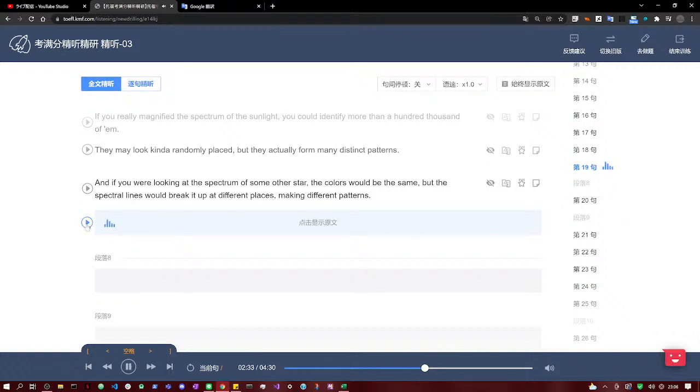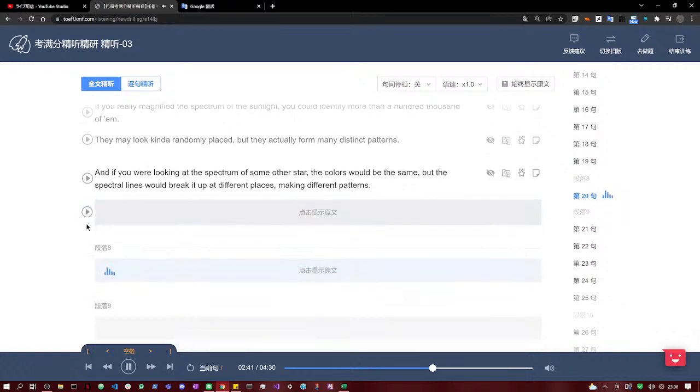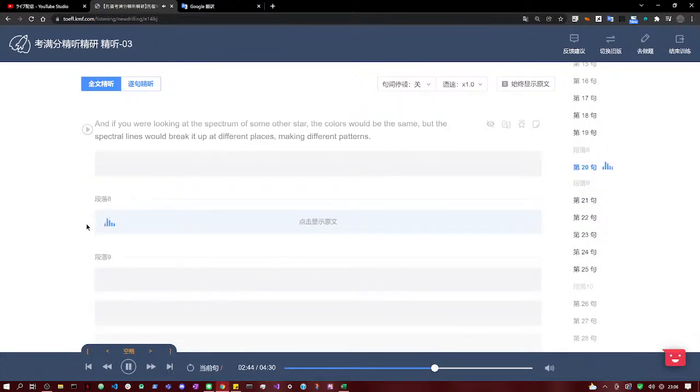Each pattern stands for a distinct chemical element, and so different sets or patterns of spectral lines mean that the star has a different chemical composition. So, how do we know which spectral patterns match up with which?